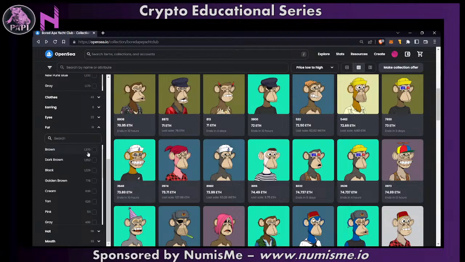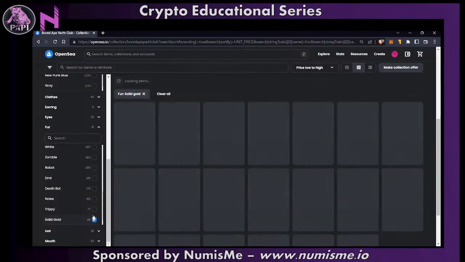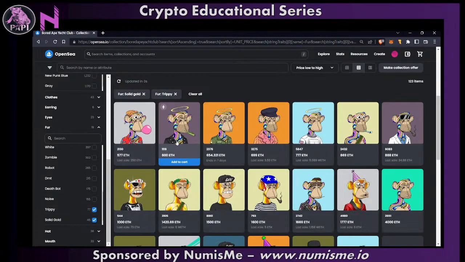1,370 of the collection have brown. And then the next few are very similar numbers. It's not until you get to golden brown, cream, that you start getting down to the lowest, until you get here, where we're seeing trippy, solid gold. And let's take a look. You can click on these boxes, filter the view, and there you go.